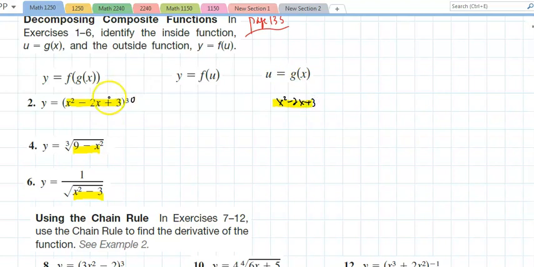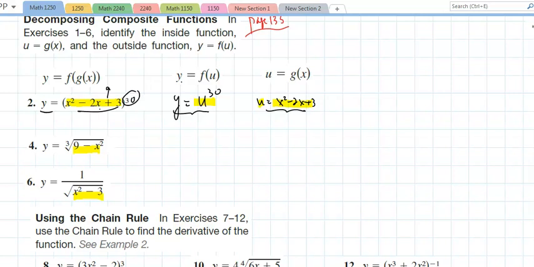Now think about it. If I take this out and put a u instead, wouldn't y equal, instead of this, wouldn't that be u to the 30th? And what's so special about that? I know how to take a derivative of this, and I know how to take a derivative of this. I just don't know how to take a derivative of the composition of those two.